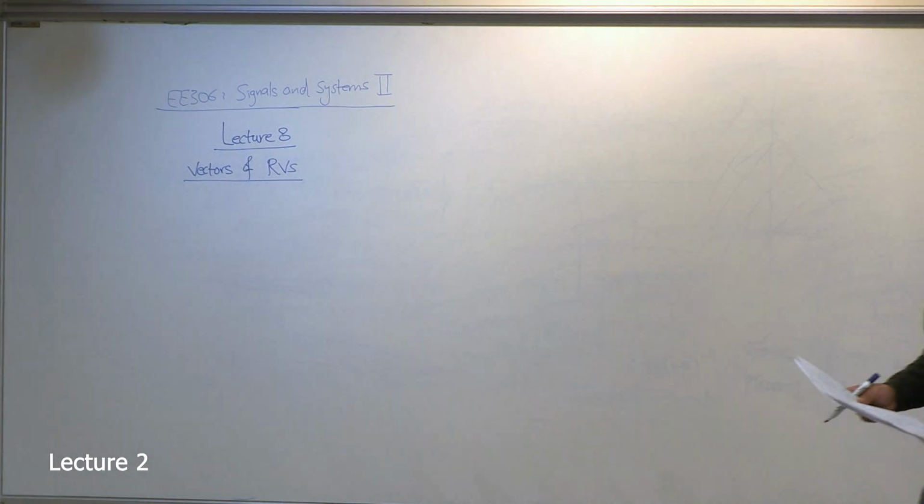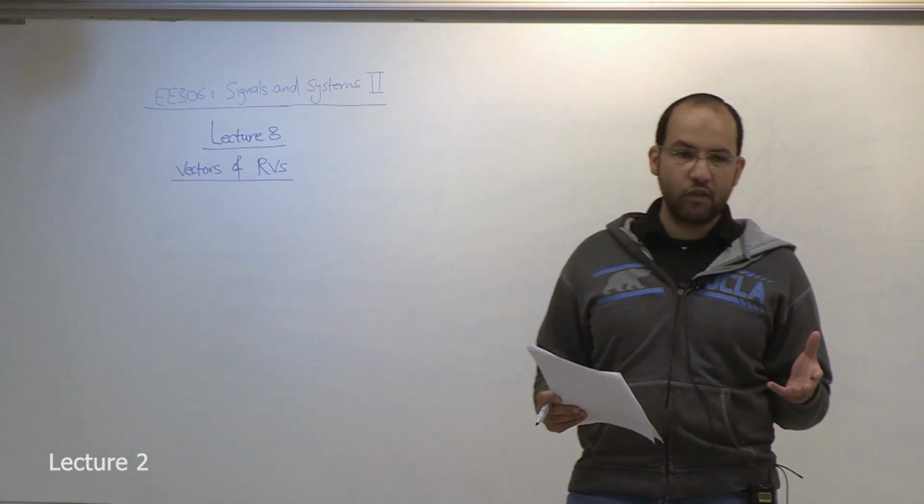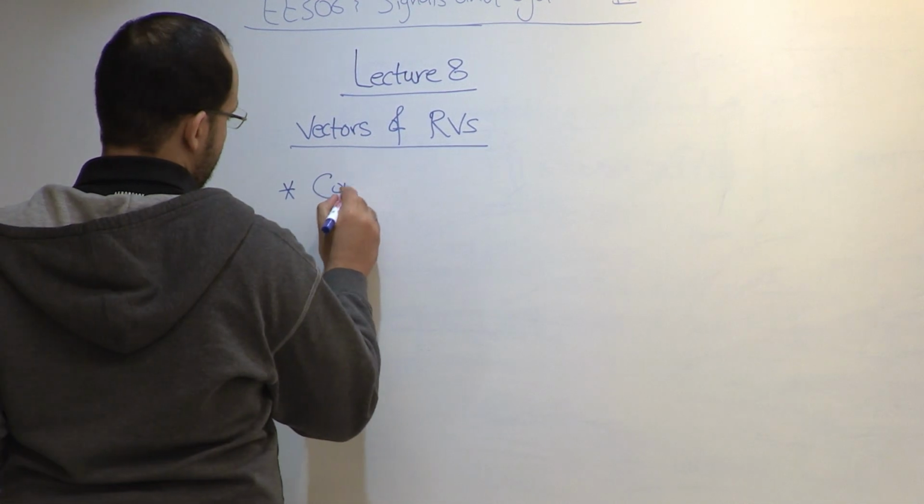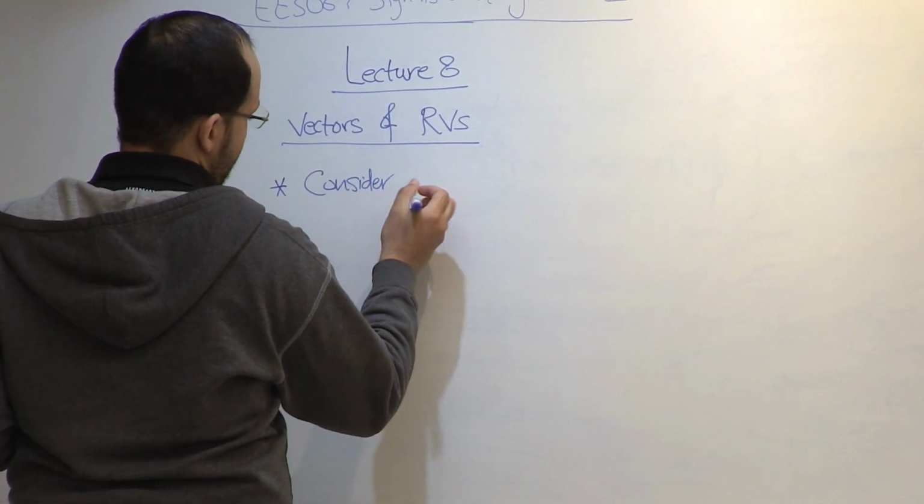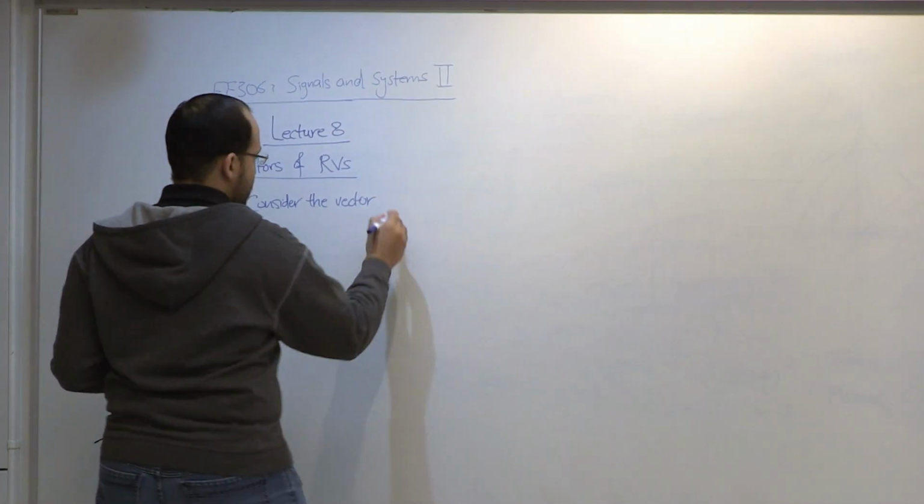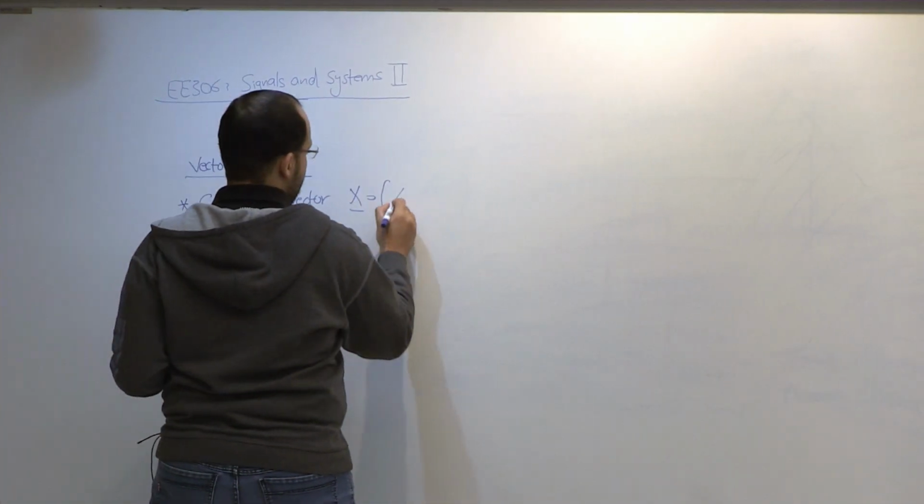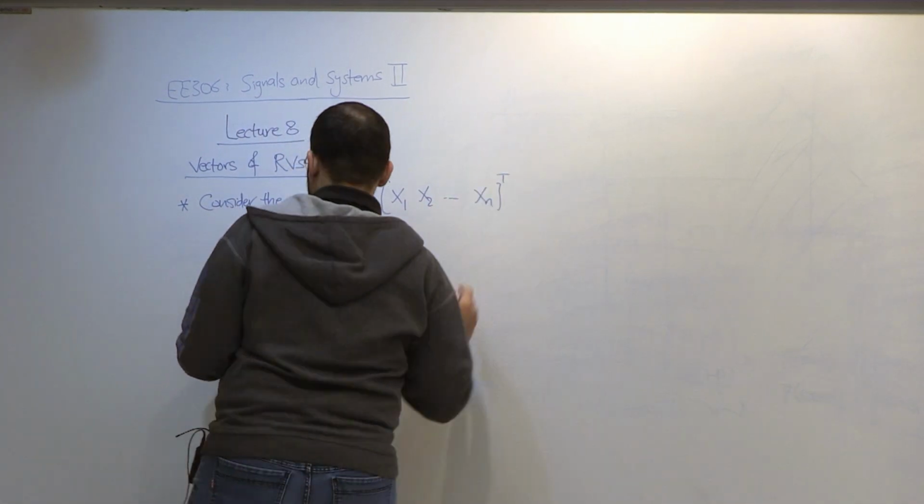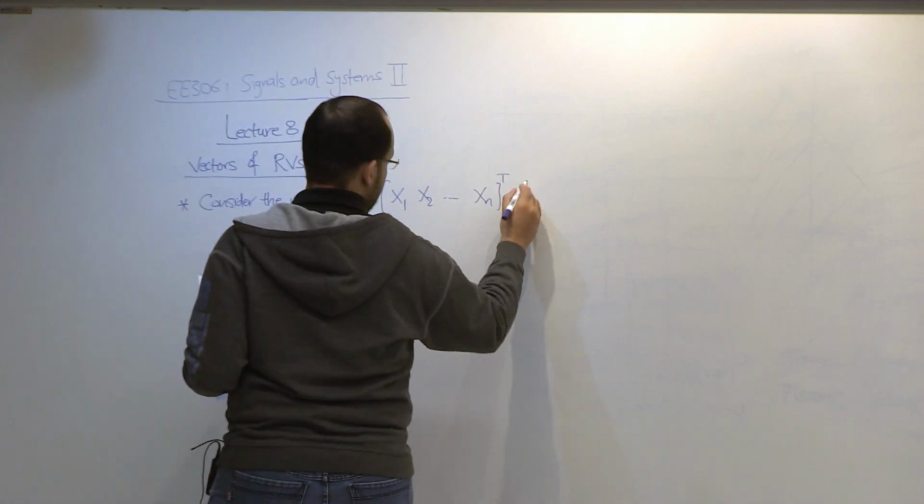Now that we have talked about single random variables, functions of single random variables, pairs of random variables, and functions of pairs of random variables, it's time to take this to the upper level and talk about vectors of random variables. So consider the vector X equals X1, X2, up to Xn, transpose, of random variables.